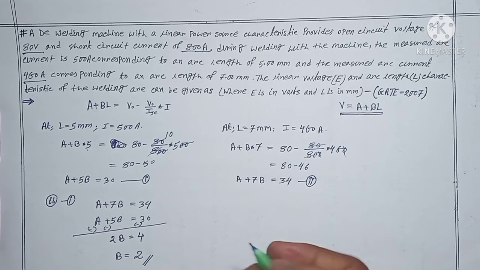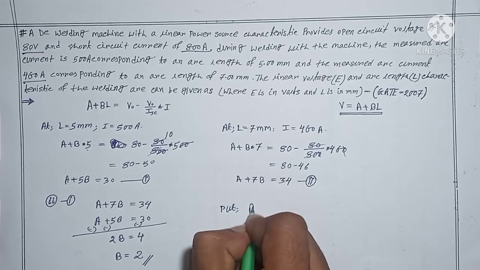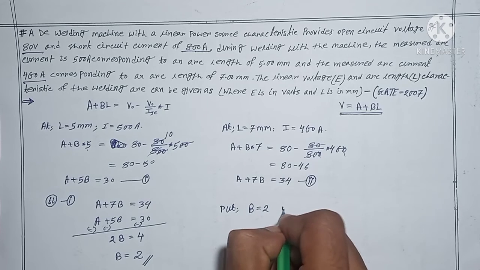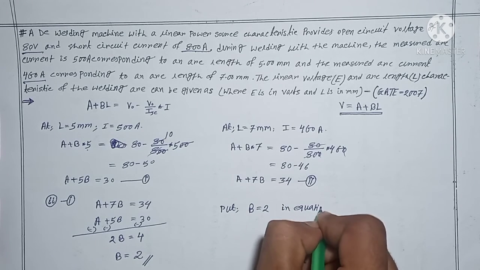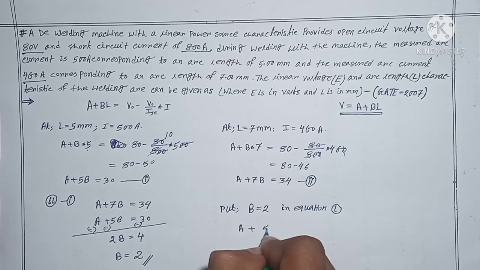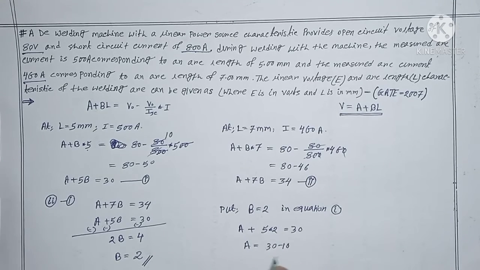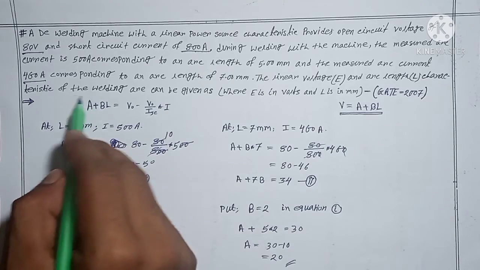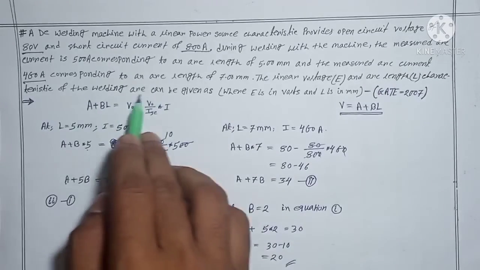Okay, so put the value B equal to 2 in any one of these equations. Let's put it in equation 1. Put B equal to 2 in equation 1. If we put the value of B in equation 1, then we can write A plus 5 times 2 is equal to 30. So A is equal to 30 minus 10, equal to 20. So by solving these two equations, we are getting the value of A equal to 20 and B equal to 2. So here they asked for the arc length characteristic of the welding.